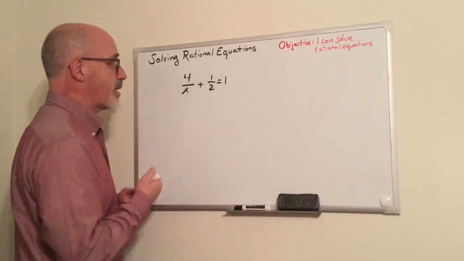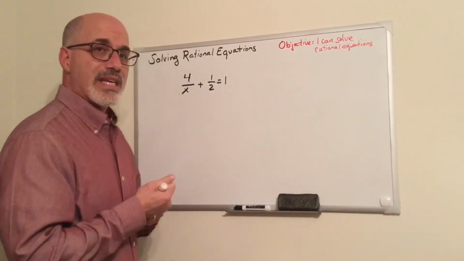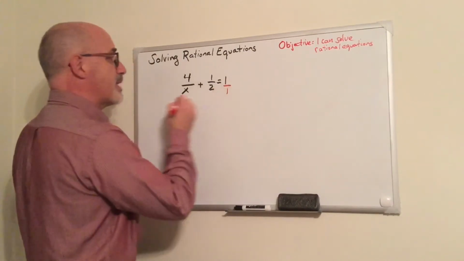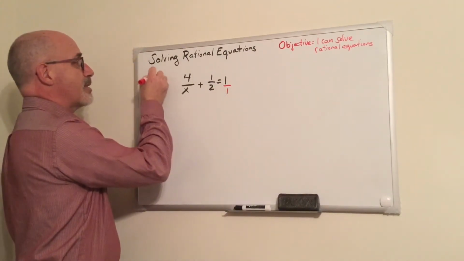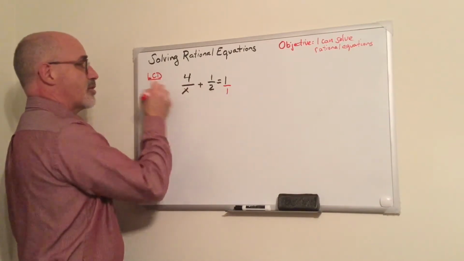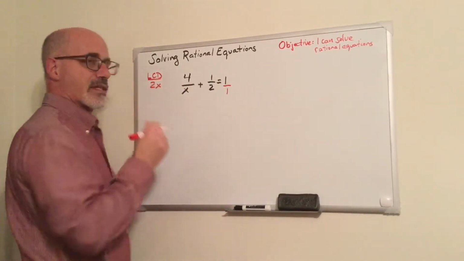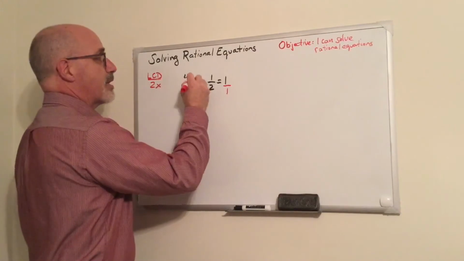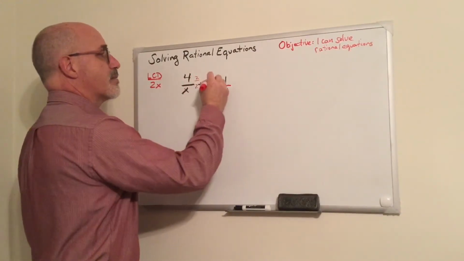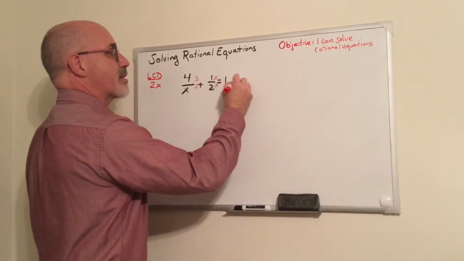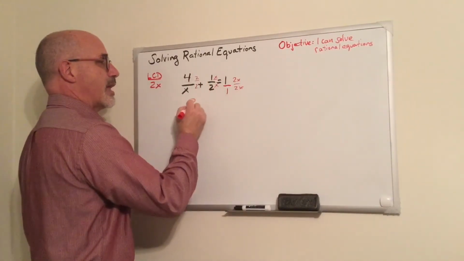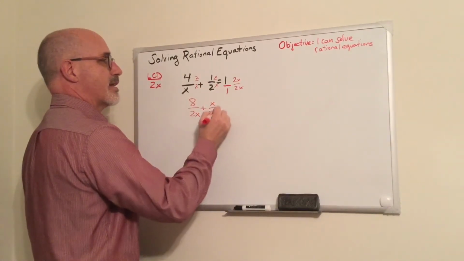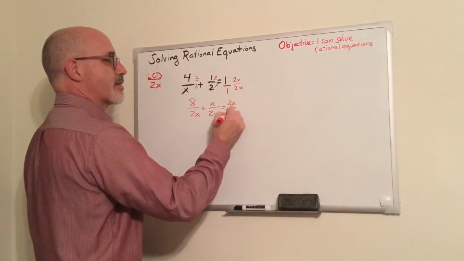So the first step here, in order to combine these two, is to get a common denominator. If I put this over 1, my least common denominator is going to be x times 2 times 1, and I don't need to put the 1 because that just leaves it as 2x. So I'm going to create each of these with a common denominator. I'm going to multiply this one by 2 over 2, this by x over x, and this by 2x over 2x. So I get 8 over 2x plus x over 2x equals 2x over 2x.